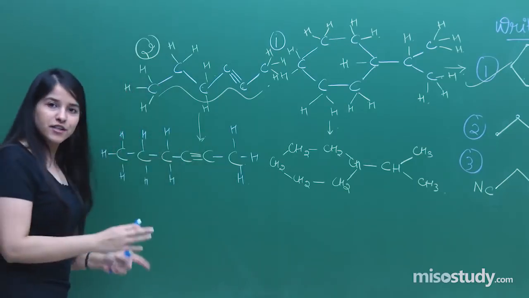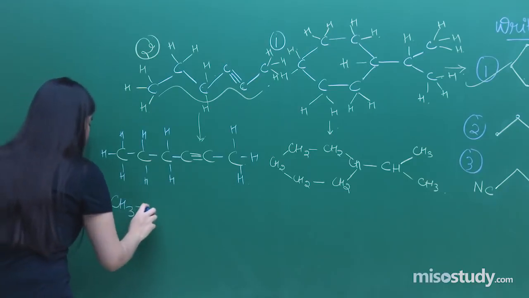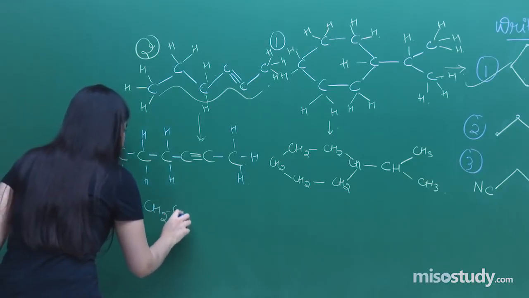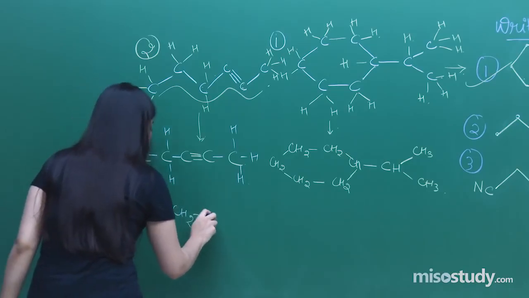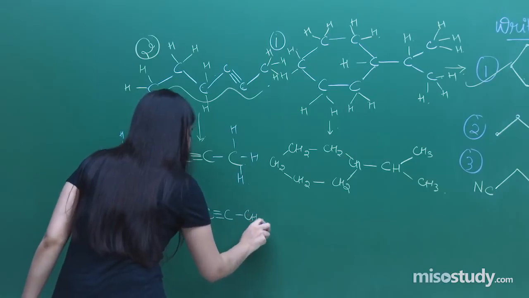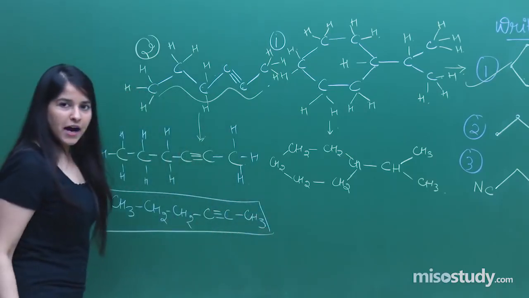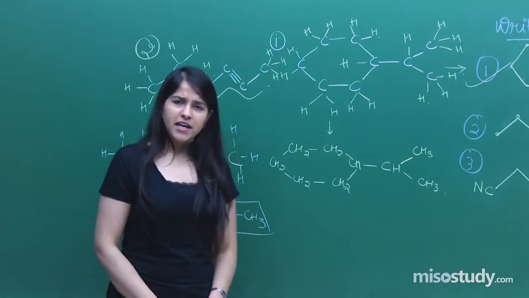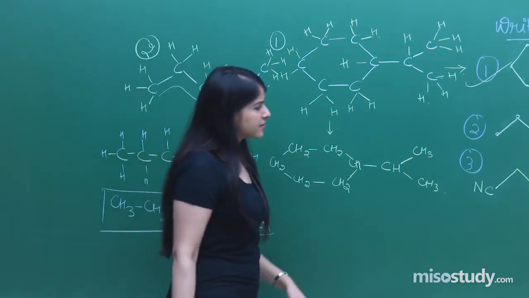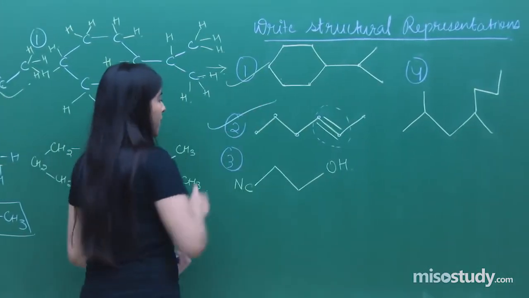If I can have a condensed form of this, it would be CH3, CH2, CH2, so that is the condensed version. I hope everybody has got it right. It is a very simple idea. Now if I move on to number 3, I am through with 2.